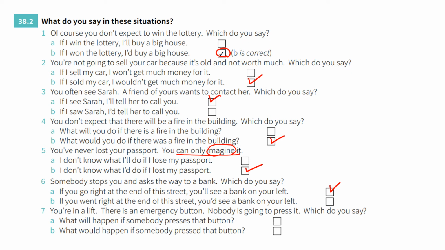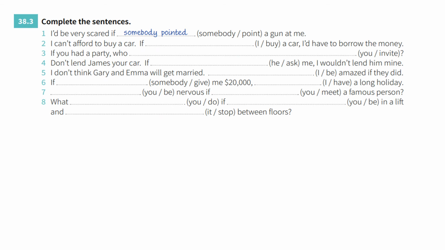You are in a lift, which is an elevator. There is an emergency button. Nobody's going to press it. Which do you say? So this is imagination. What will happen if somebody presses the button? What would happen if somebody pressed the button? Yes, the answer is going to be B. Now complete those sentences.